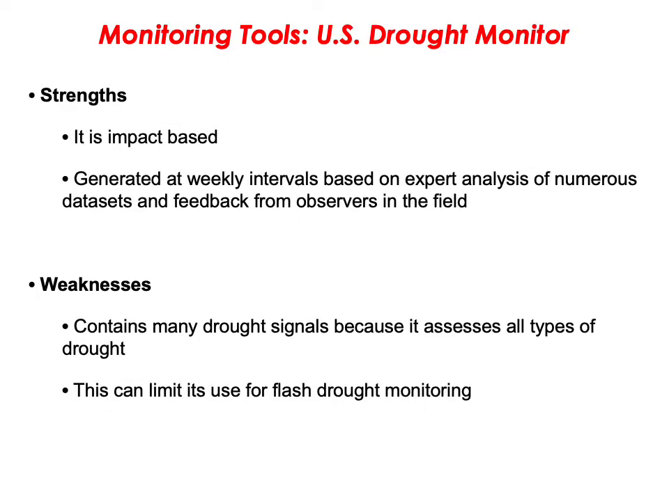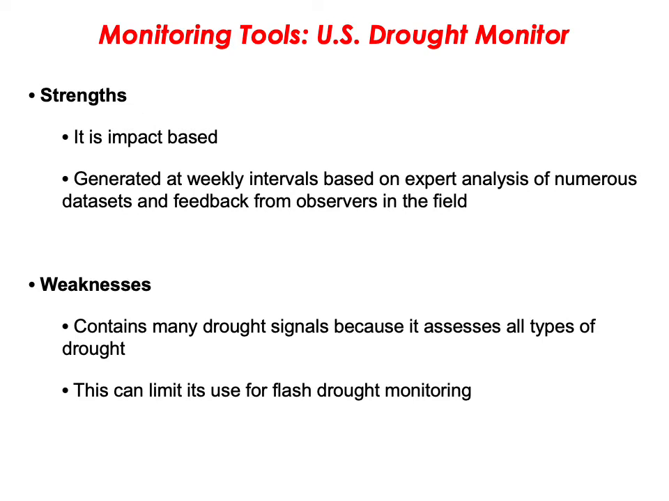Now, before moving on to discuss some of the challenges and gaps in existing flash drought monitoring methods, I also want to discuss the U.S. Drought Monitor. Notable strengths of the Drought Monitor are that it is impact-based and generated at weekly intervals based on expert analysis of multiple data sets and feedback from observers in the field.